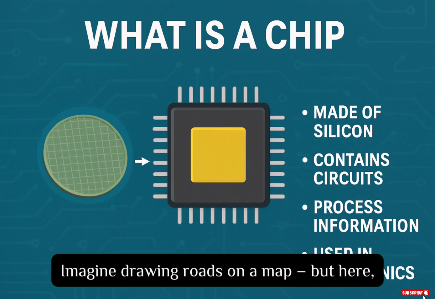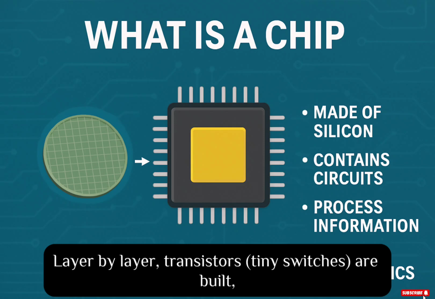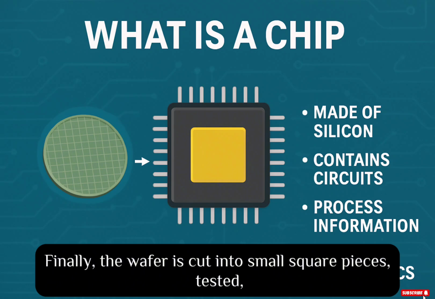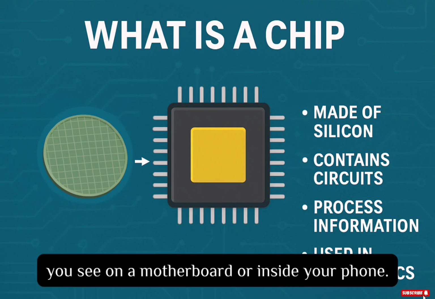Imagine drawing roads on a map. But here, the roads are electrical paths for signals. Layer by layer, transistors, tiny switches, are built, and all of them together form a microchip. Finally, the wafer is cut into small square pieces, tested, and packed inside a protective cover. This is the chip you see on a motherboard or inside your phone.